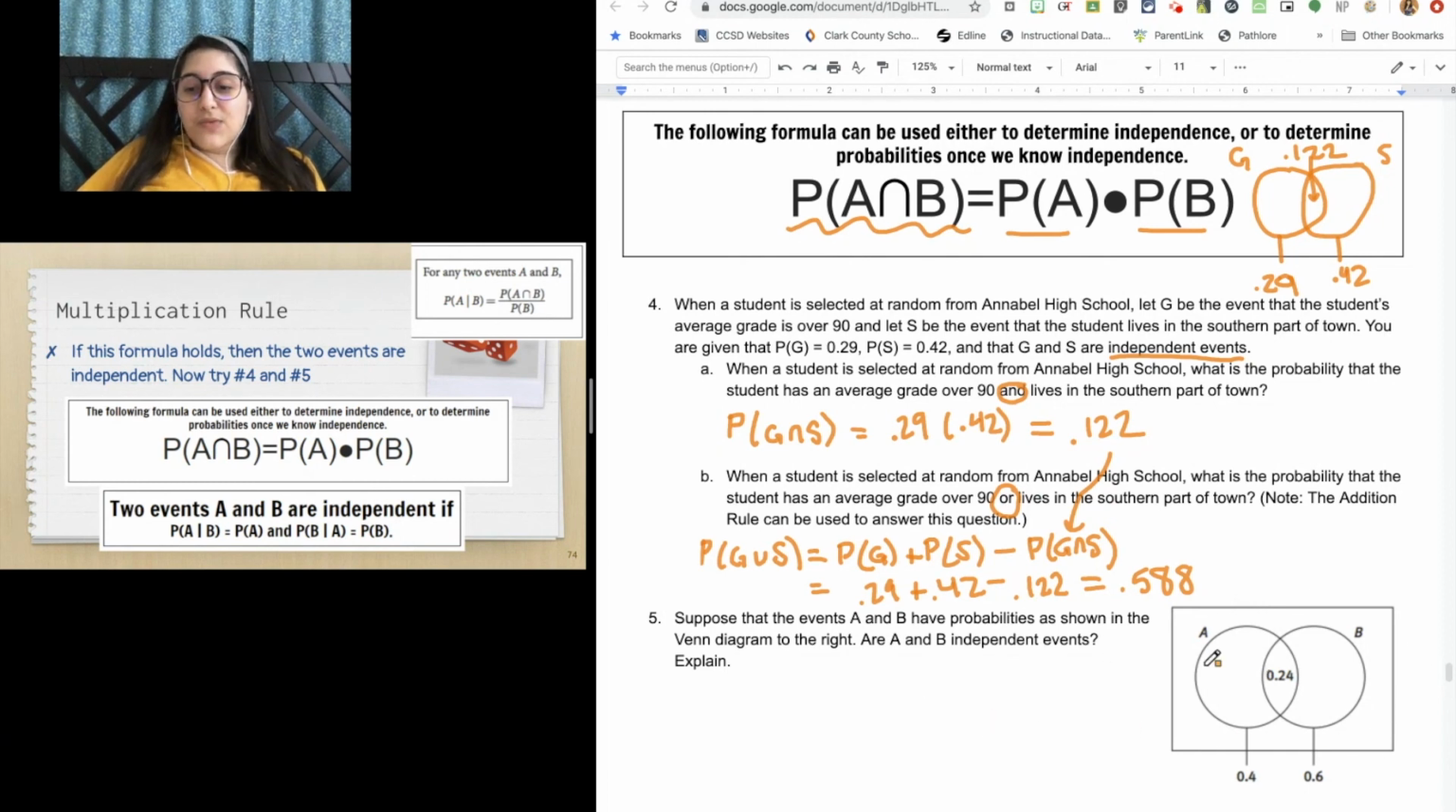Okay, last one here. I'm hoping that you tried number 5 as well. My last one is asking, are these events independent? So what I'm trying to see is, does this formula work how it is supposed to? So let's check it. Probability of A and B is right here, 0.24. So I'm checking 0.24. Does that equal, question mark, A times B? So 0.4 times 0.6, okay? And 0.4 times 0.6 is 0.24. So those are equal, so these are independent.